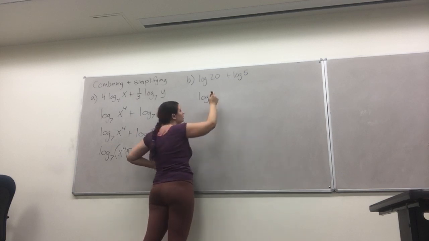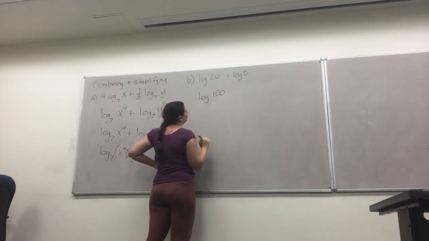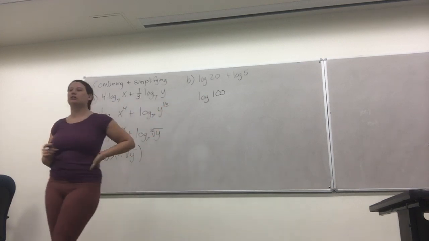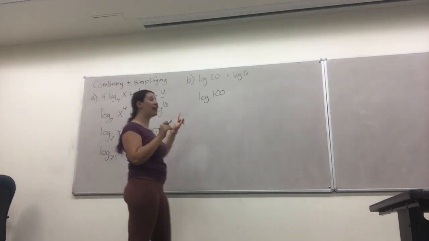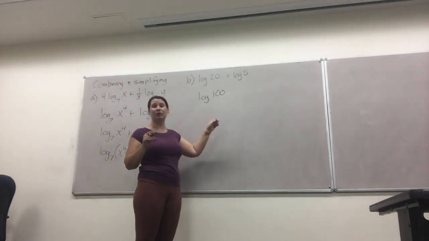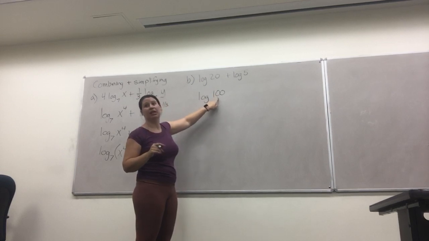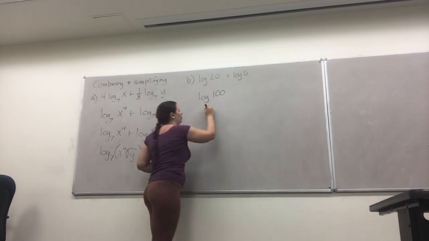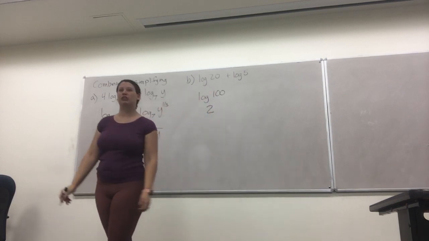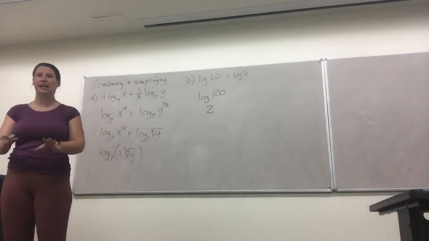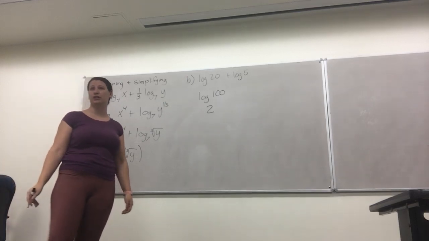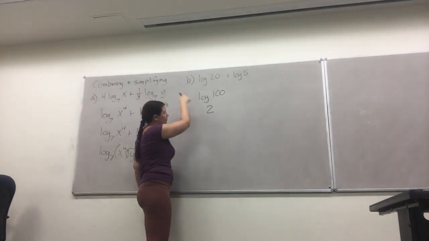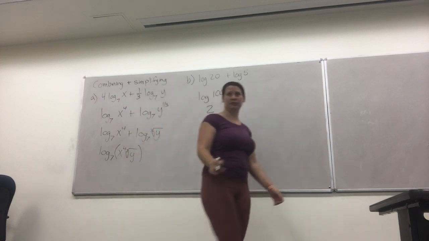20 times 5, which is 100. Can we simplify that more? Yes, right? Because what does the log ask again? It's saying what exponent gives us this answer, right? So 10 to what power gives 100? 2. So the answer is just 2. Log base 10 of 100, right, is saying 10 to what equals 100? 10 squared equals 100. So the answer to this whole thing is just 2. Okay?